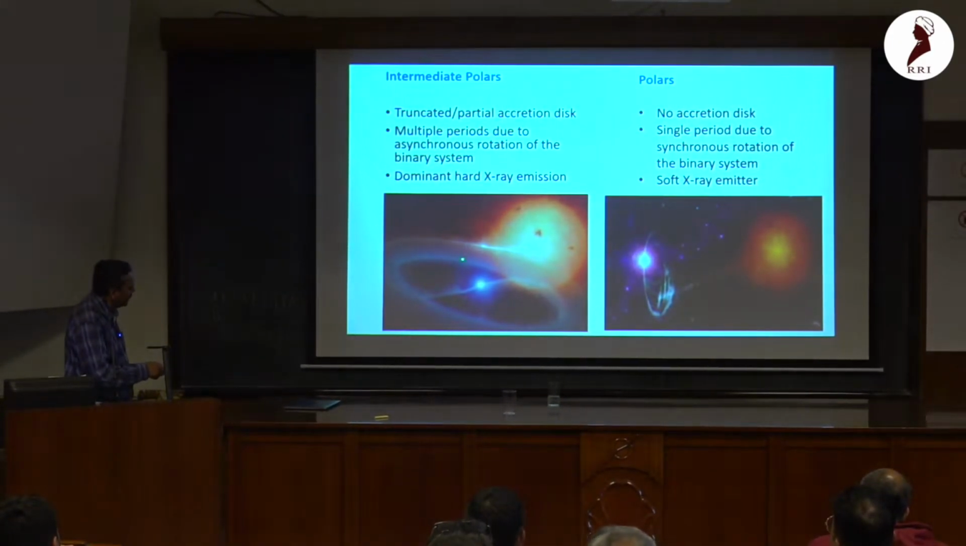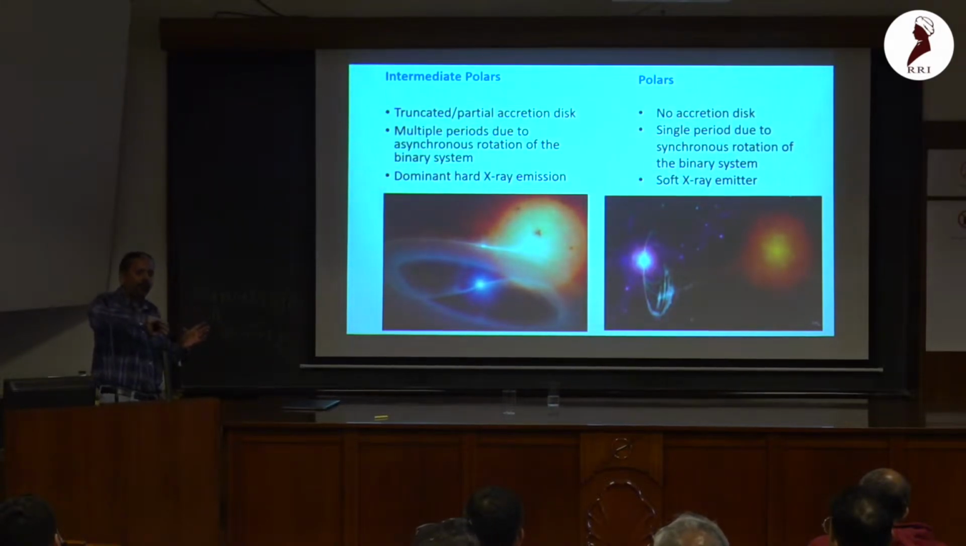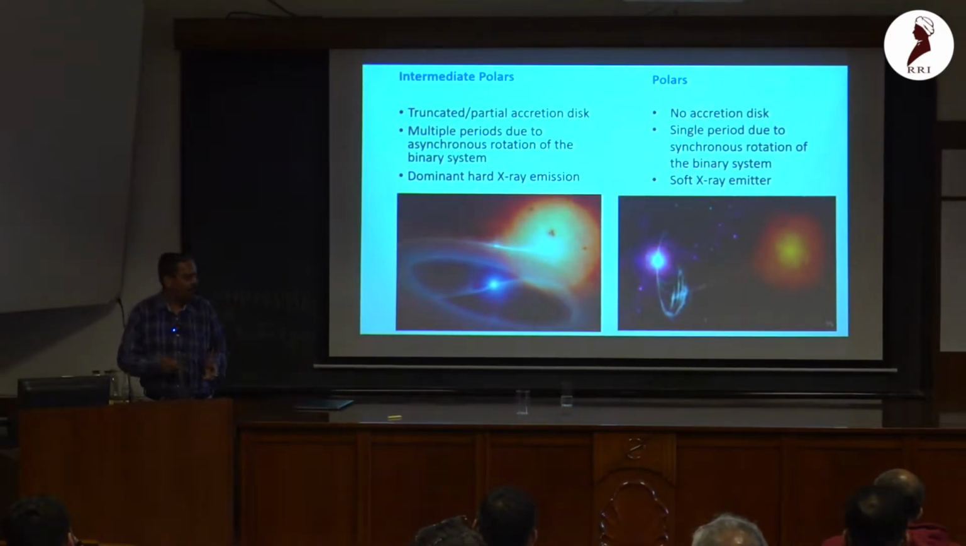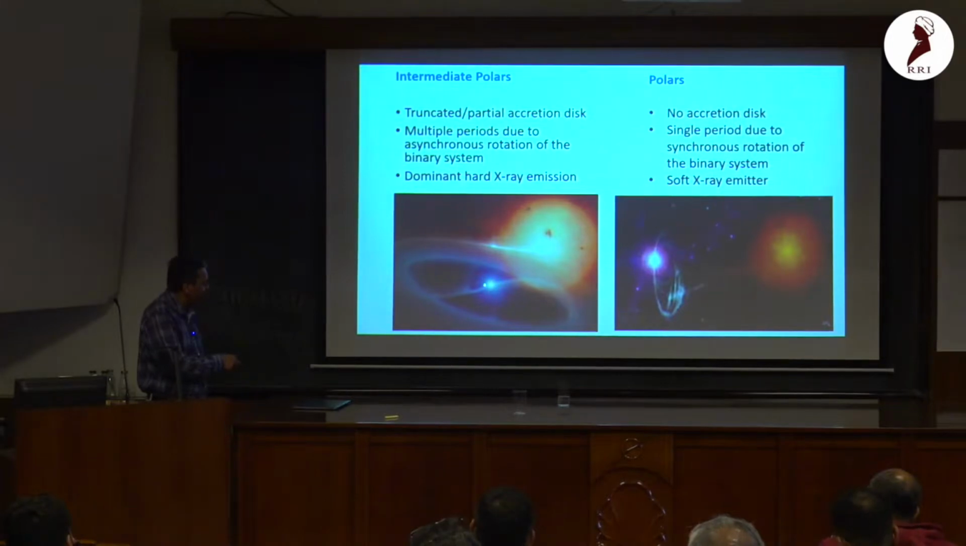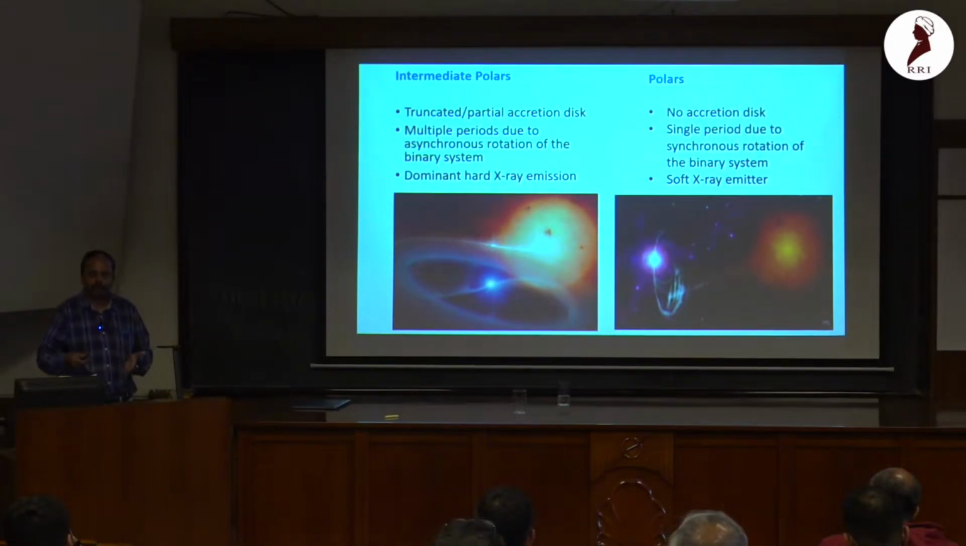So here you can see that the material actually follows the magnetic field lines and falls on the white dwarf surface. Then it creates a kind of accretion curtain around the white dwarf, and this acts as one of the absorbing parameters. When the X-rays are emitted from the white dwarf, it is all surrounded by the accretion curtain, especially in these systems, the intermediate polars, and that produces complicated absorption effects.